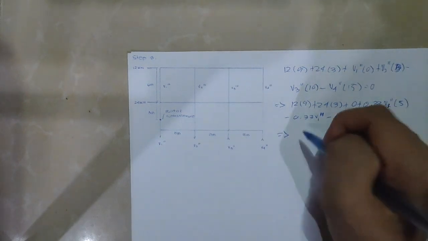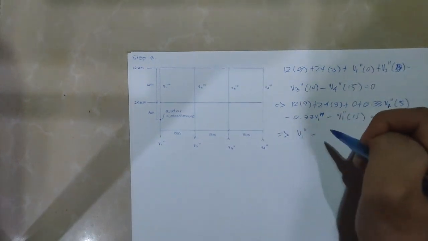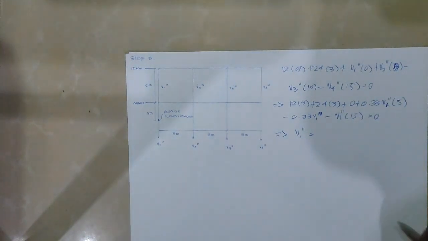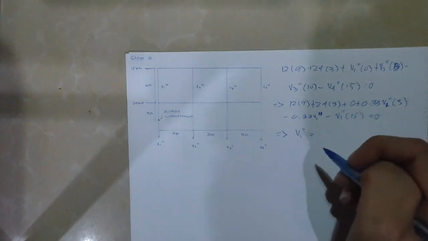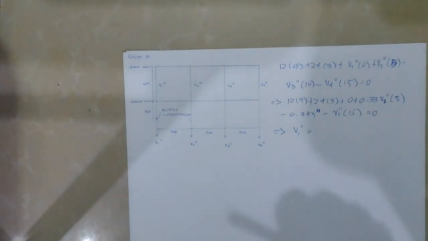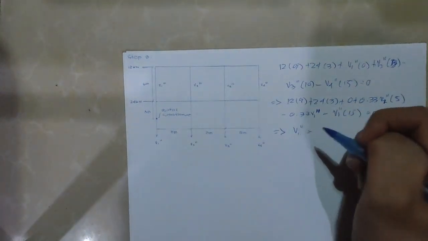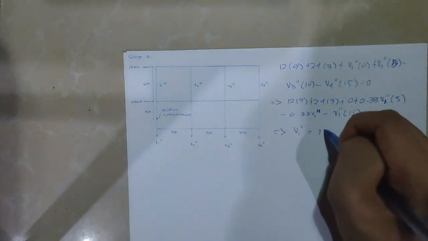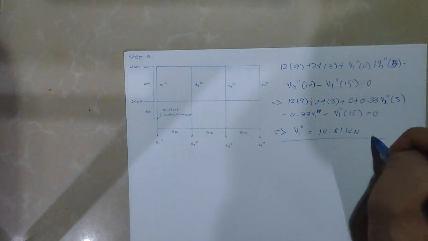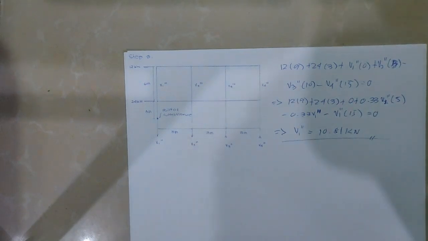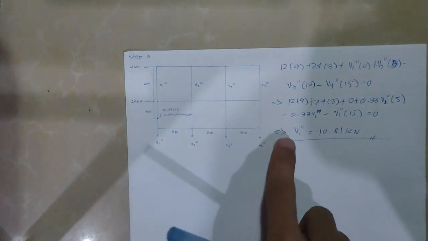We get the V1 double dash of the second floor. Okay, V1 double prime is 10.81 kilonewton. That is our V1. So since we have V1, we can get V2, V3, and V4.